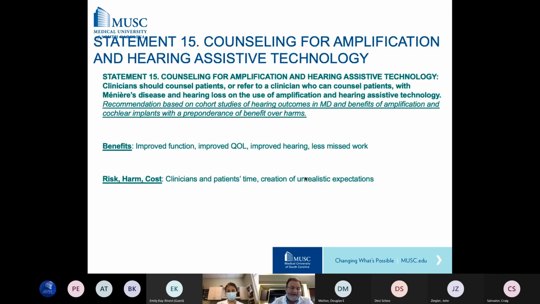And that's one of the statements of the Academy. Counseling for amplification and hearing assistive technology is important. And again, it's the handful of patients with Meniere's who are going to have significantly profound hearing loss, and this is usually the ones where you've caused the hearing loss. And rarely Meniere's will present itself with such a severe hearing loss from the get-go, but it's been reported, obviously, and you will see it in your clinic.